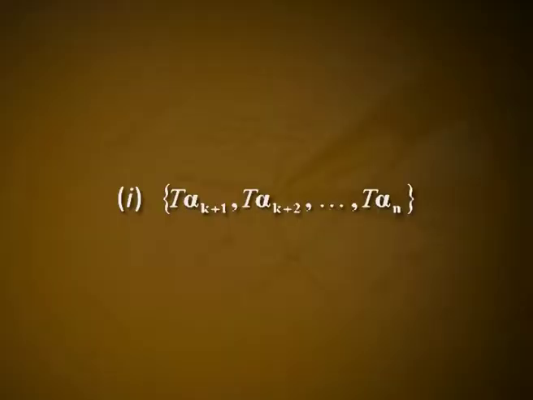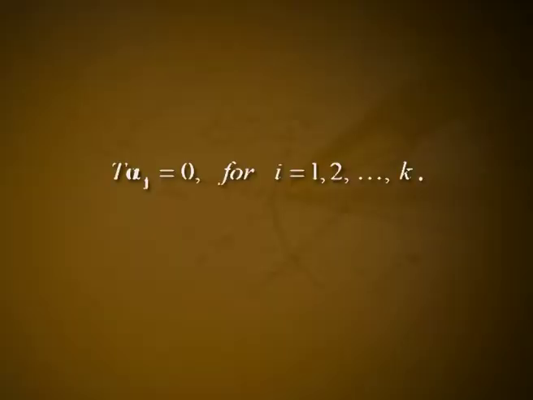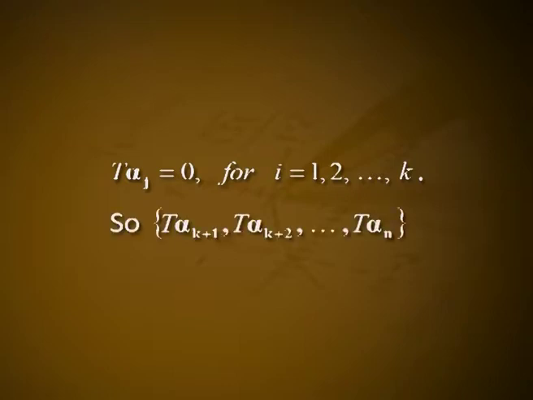Claim: T alpha k plus 1, T alpha k plus 2, etc., T alpha n is a basis for the range of T. First, T of alpha k plus 1, T of alpha k plus 2, etc., T of alpha n spans the range of T. Clearly, the vectors T of alpha 1, T of alpha 2, etc., T of alpha k, T of alpha k plus 1, etc., T of alpha n span the range of T. But the vectors T of alpha k plus 1, etc., T of alpha n are enough to span the range of T, since T alpha i equals 0 for i equal to 1 to k. So, T of alpha k plus 1, etc., T of alpha n spans the range of T.